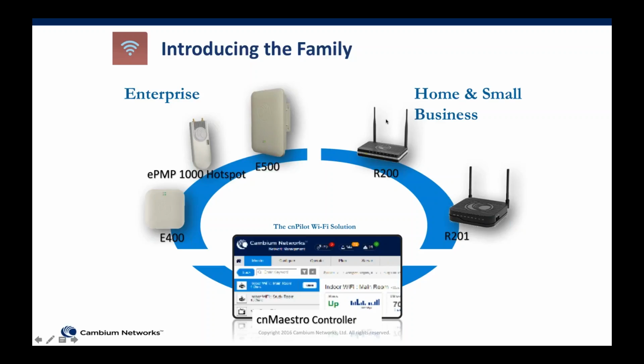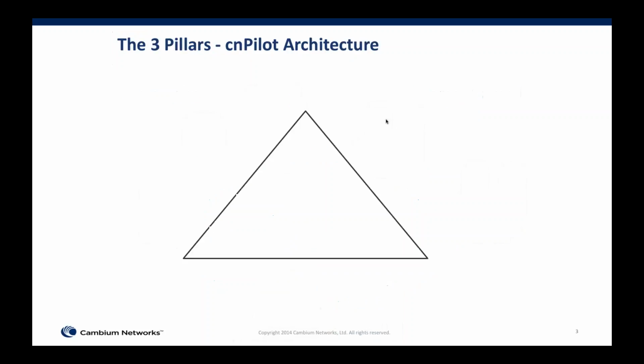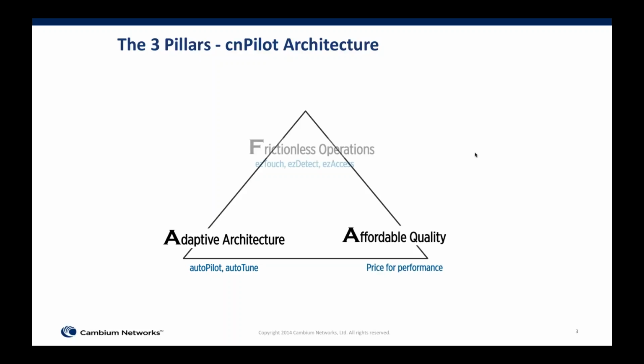Regardless of whether you're dealing with our enterprise access points or our home and small business routers, they're all managed by cnMaestro. cnMaestro is also the Wi-Fi controller. It's our software-defined Wi-Fi controller for the cnPilot family of products. All of the features that we're going to present fall under the framework of three things, what we call a frictionless adaptive architecture. It's about frictionless Wi-Fi, adaptive architecture, and affordable quality.